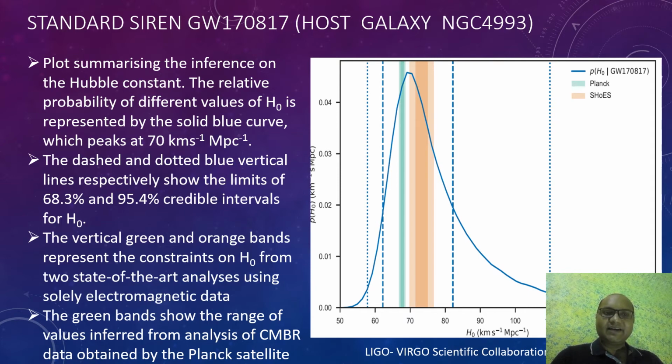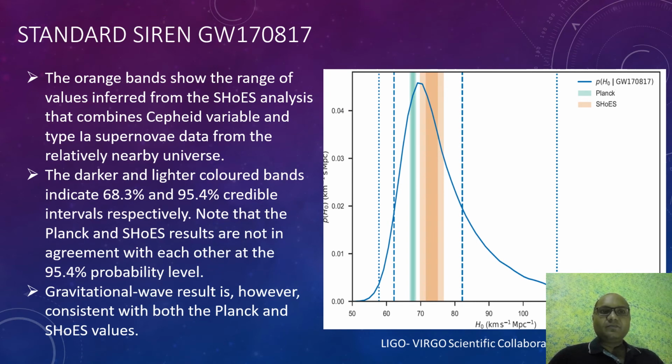The vertical green and orange bands represent the constraints on H0 from two state-of-the-art analyses using solely electromagnetic data. The green band shows the range of values inferred from analysis of CMBR data obtained by the Planck satellite. The orange band shows the range of values inferred from SH0ES analysis that combines Cepheid variable and Type Ia supernova data from the relatively nearby universe. The darker and lighter colored bands indicate 68.3% and 95.4% credible intervals respectively. It should be noted that the Planck and SH0ES results are not in agreement with each other at the 95.4% probability level. The gravitational wave result is, however, consistent with both the Planck and SH0ES values.